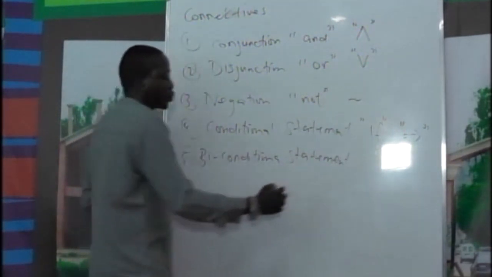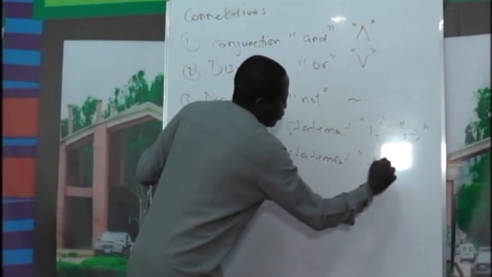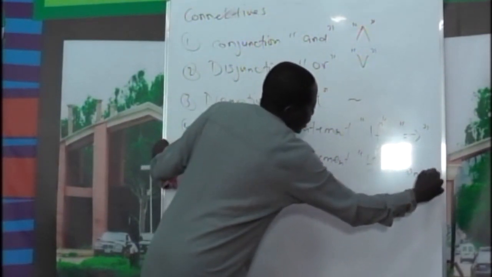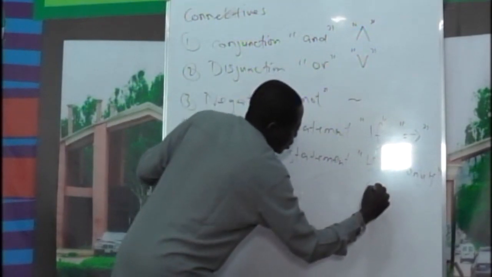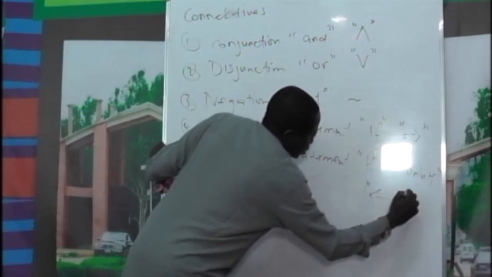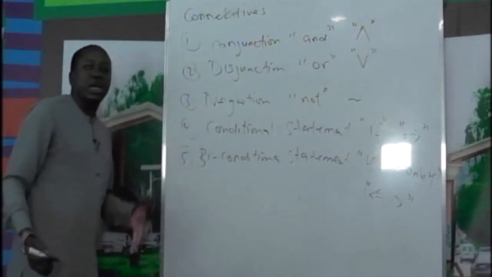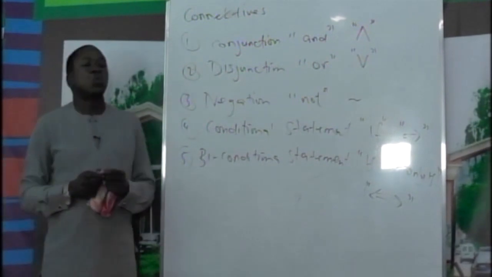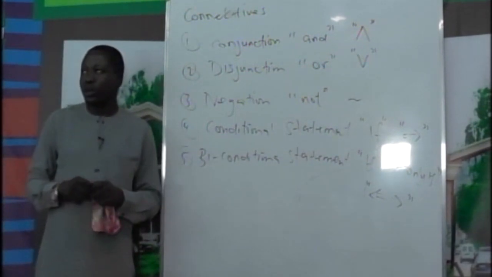This one, we use if and only if. And this is the symbol. I mean, the symbol of it, biconditional. And this is what? Biconditional statement. So we take this one after the other.